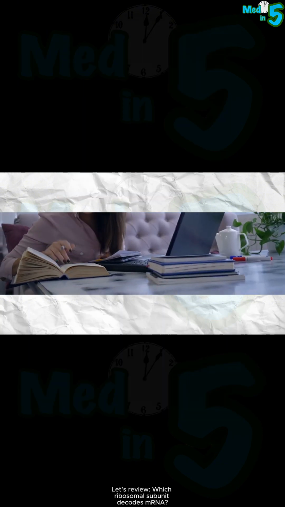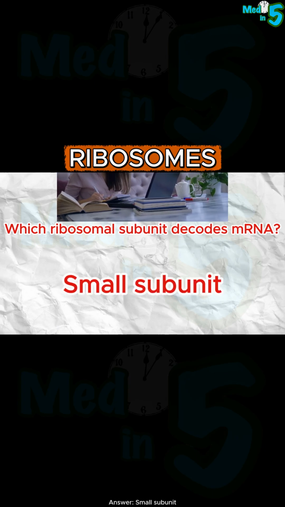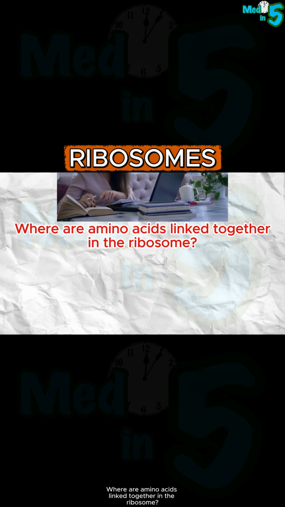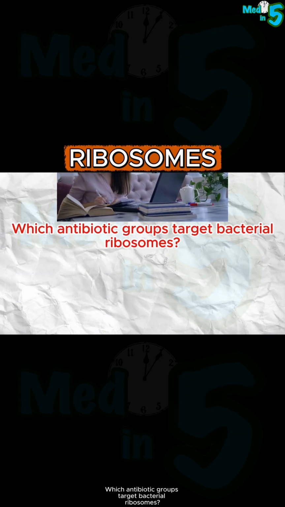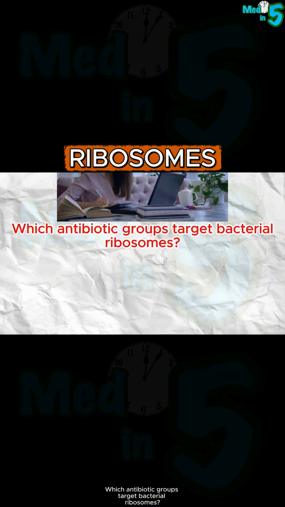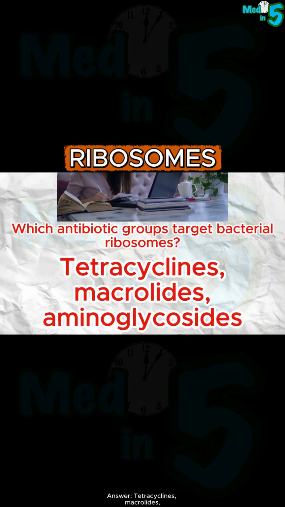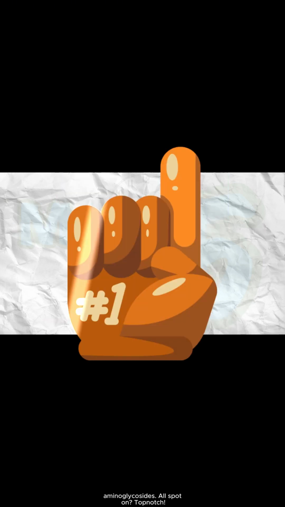Let's review. Which ribosomal subunit decodes mRNA? Answer: small subunit. Where are amino acids linked together in the ribosome? Answer: peptidyl transferase center. Which antibiotic groups target bacterial ribosomes? Answer: tetracyclines, macrolides, aminoglycosides. All spot on, top notch.